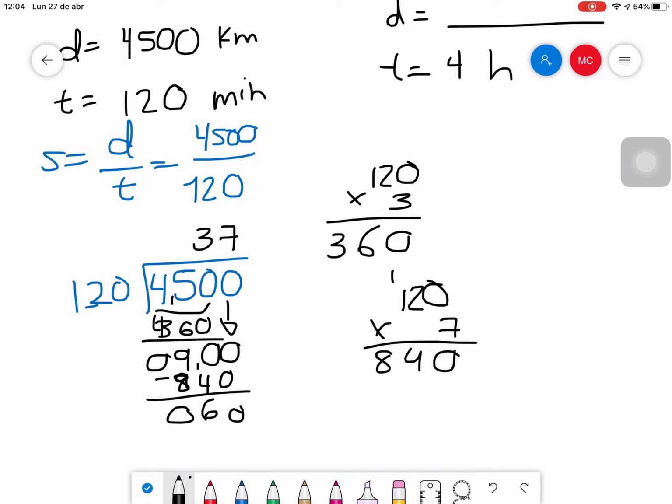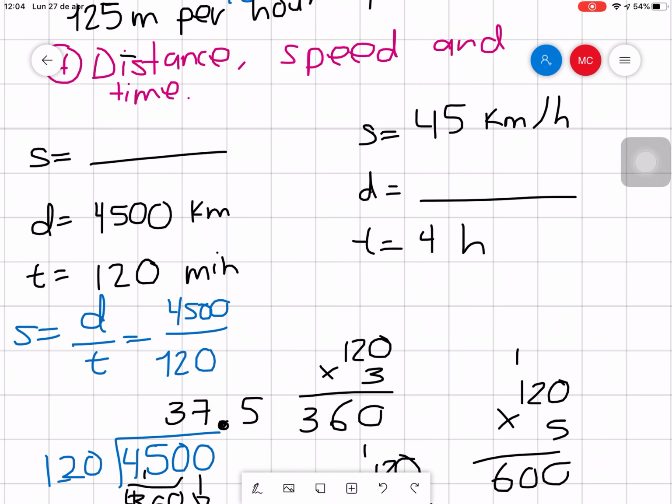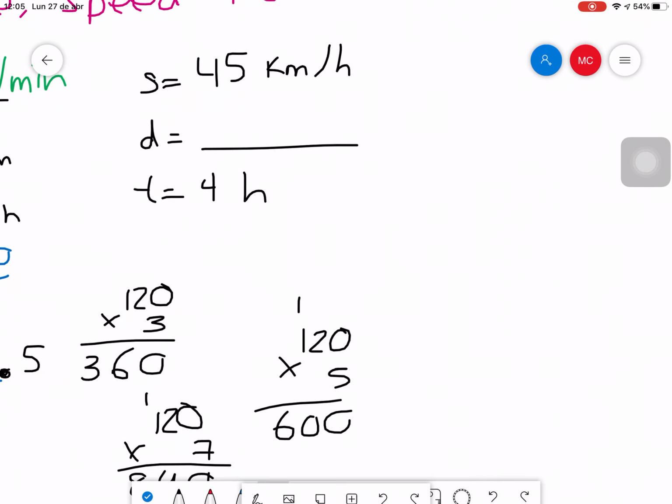But guys, I want you to finish the whole division, okay? You need to add a decimal point and not a 0. And now, how many times does 100 fit in 600? It fits 5. Let's try it. Yeah. So it gave me an exact result. That is, the speed will be 37.5 kilometers per minute.